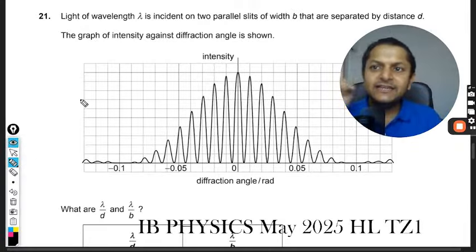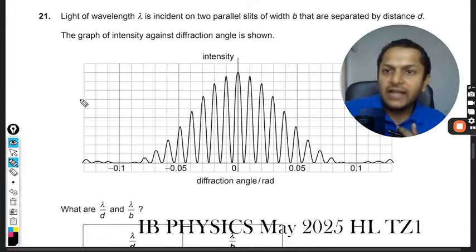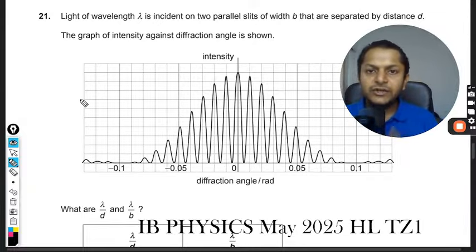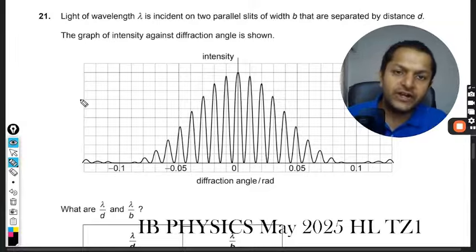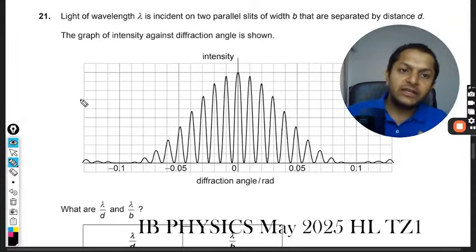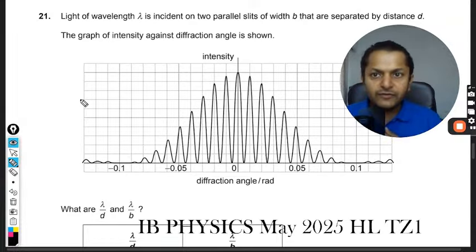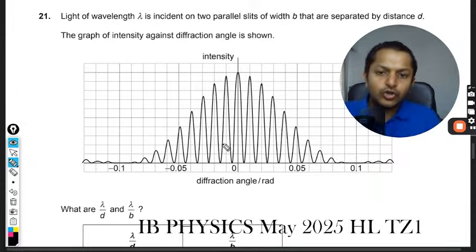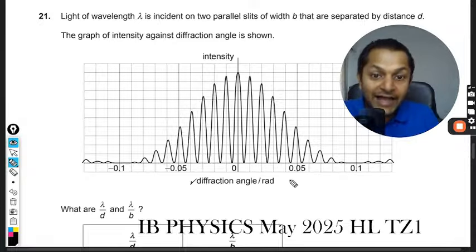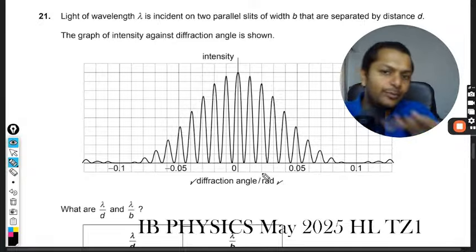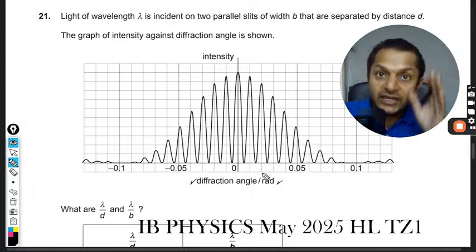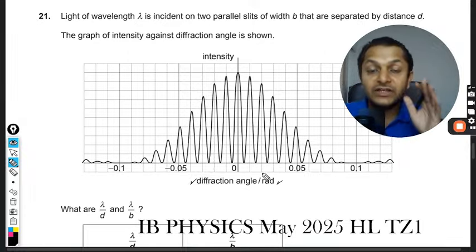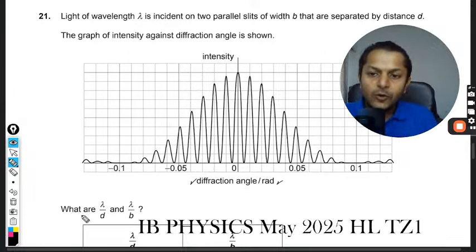Okay, dear student, let's see what is there in this question. Light of wavelength lambda is incident on two parallel slits of width b that are separated by the distance d. The graph of the intensity against diffraction angle is shown. On the x-axis, you have the angle, the unit is radian, and the pattern is in front of you. This is an interference pattern modulated with diffraction. What are the values of lambda by d and lambda by b?